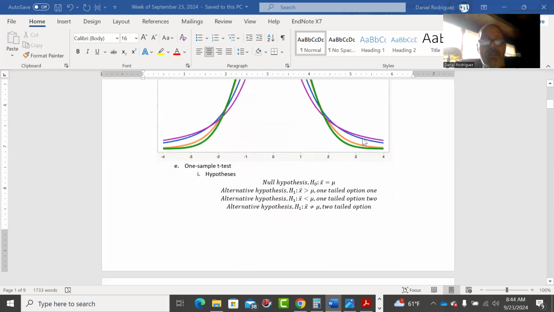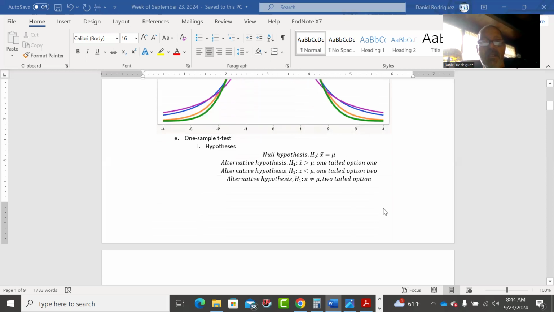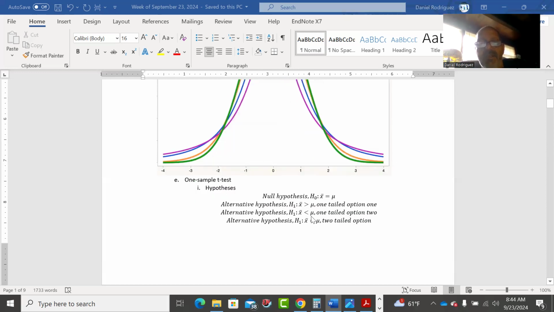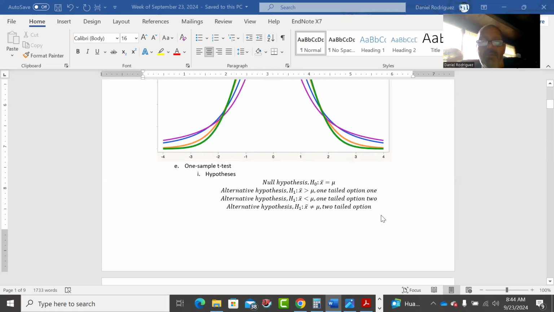So here we are. Let's go to an example of one sample t-test. Our null hypothesis is that the sample mean is equal to the population mean. And we have all these different alternative hypotheses depending on what we're looking at. Either our sample mean is greater than the population mean. This is a one-tailed option. We're only looking at one side of the distribution, right? We're saying that our sample mean is greater than. We're looking at the right side of the distribution. Or we could say the sample mean is less than the population mean. That's another one-tailed option. So I have it as one-tailed option 1, one-tailed option 2, because there's two different ones.